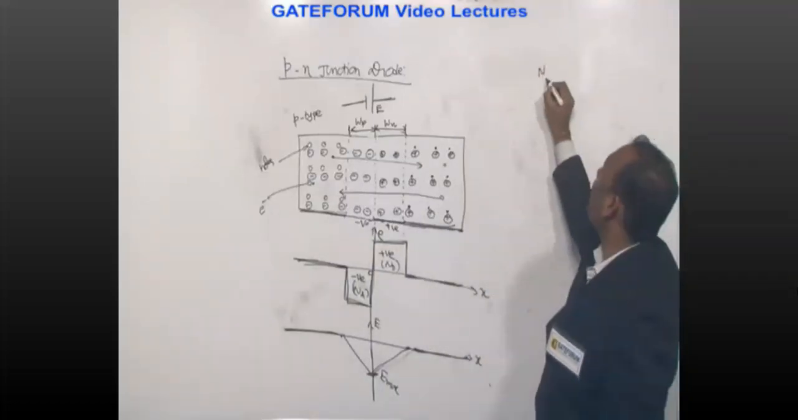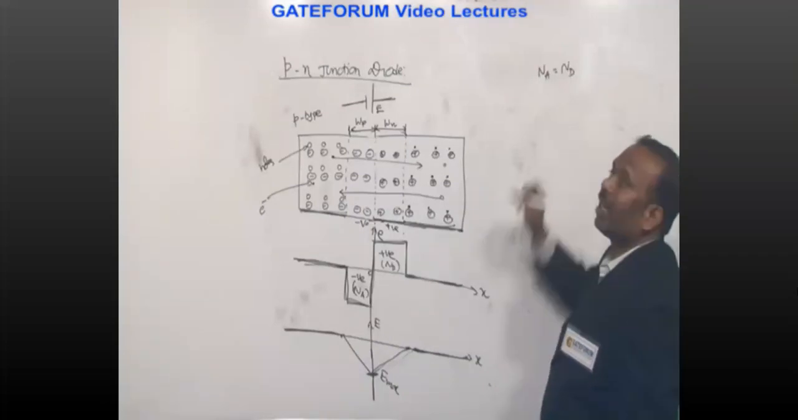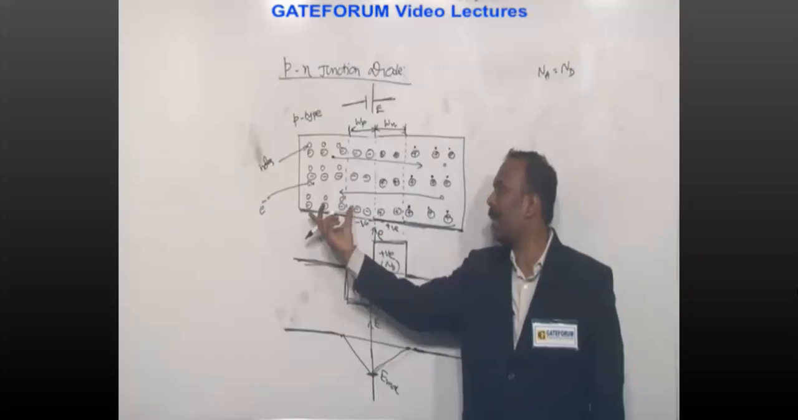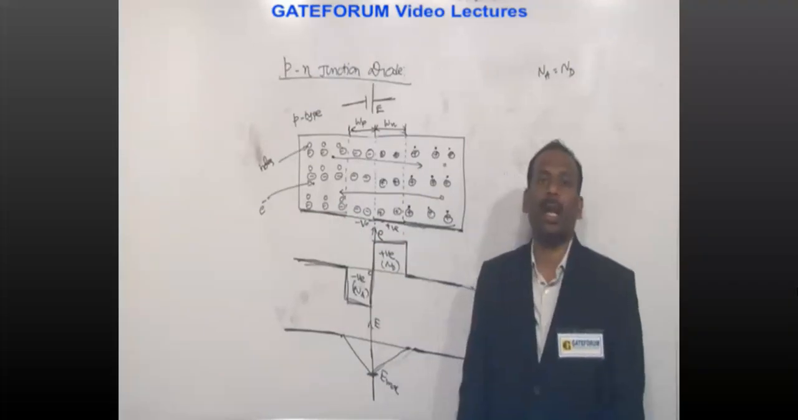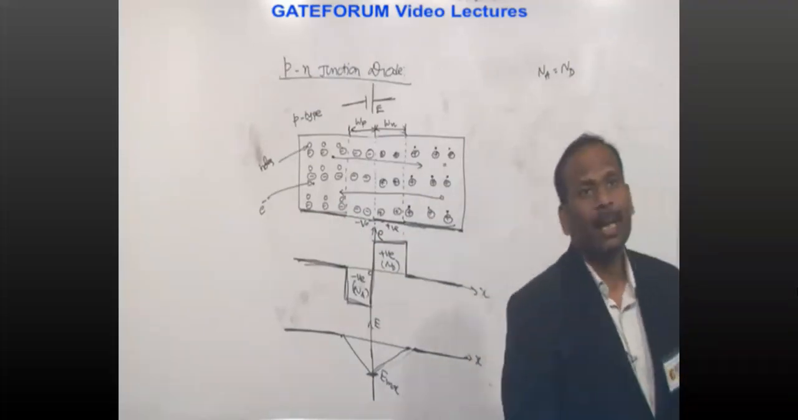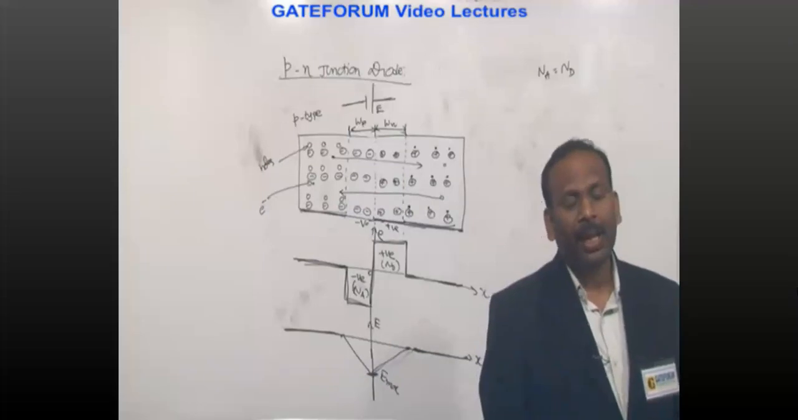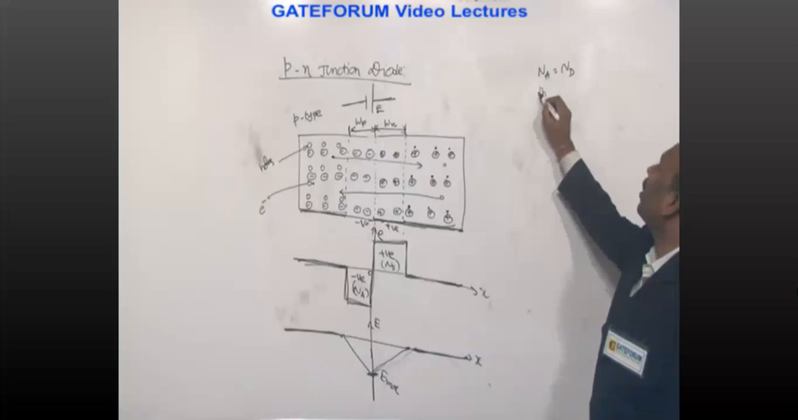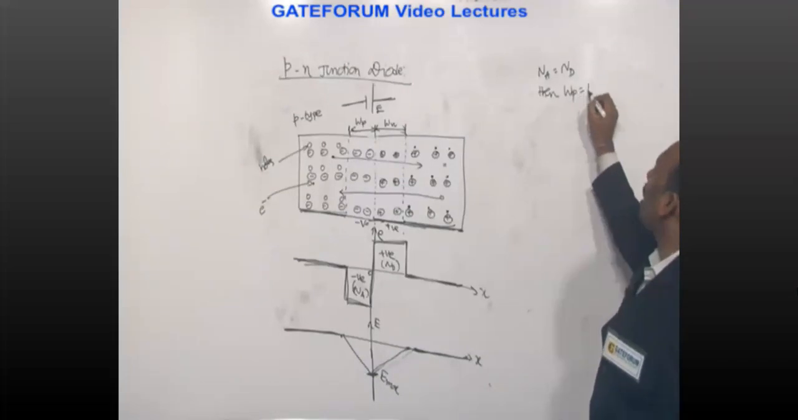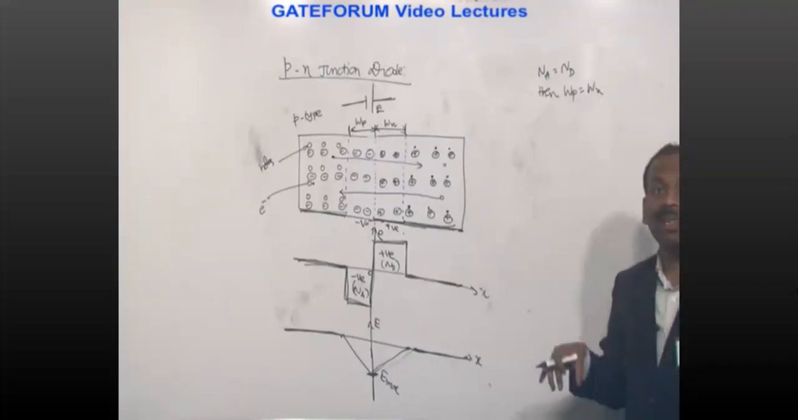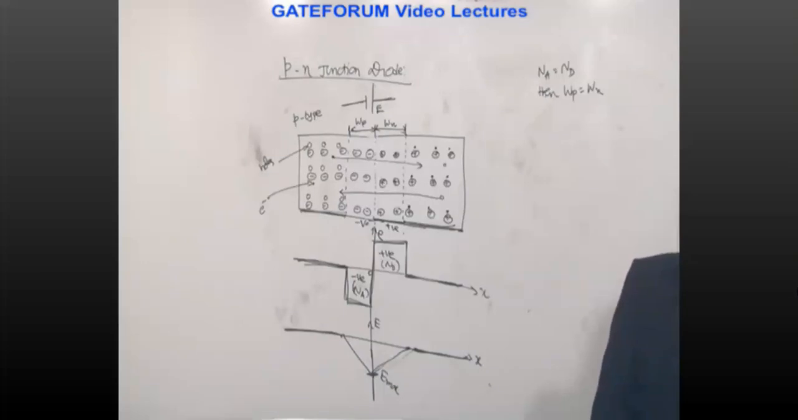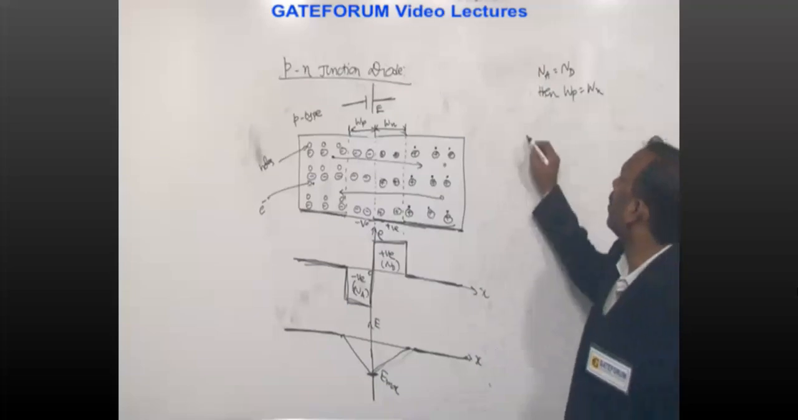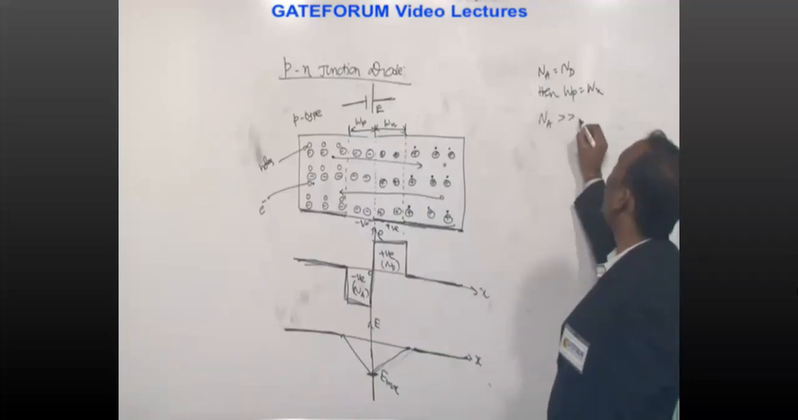If acceptor impurities equal donor impurities, that means the amount of doping in the n-type semiconductor and the p-type semiconductor is equal, on either side. Then WP equals WN. That means the width of the depletion layer is equal in the p-type semiconductor and the n-type semiconductor. Now let us assume that Na is greater than Nd.